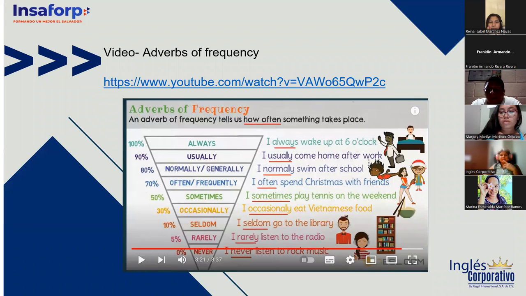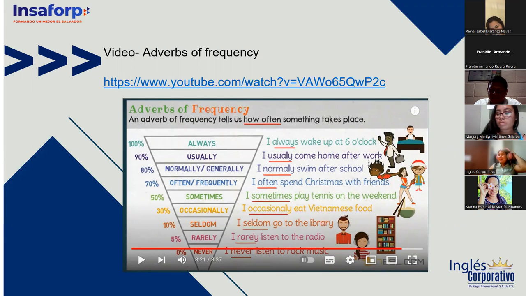Isabel. Okay. I always wake up at 6 o'clock. I usually come home after work. I normally swim after school. I often spend Christmas with friends. I sometimes play tennis on the weekend. I occasionally eat Vietnamese food. I seldom go to the library. I rarely listen to the radio. I never listen to rock music. Okay, Reina.